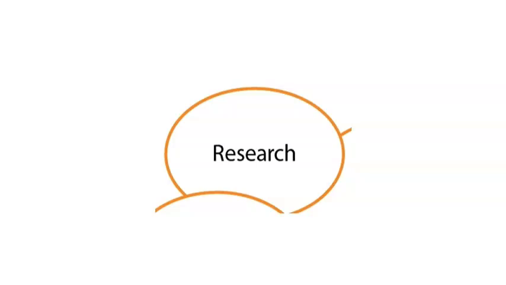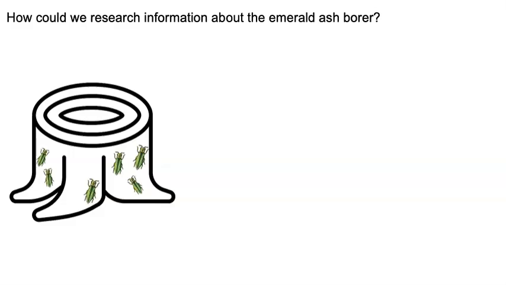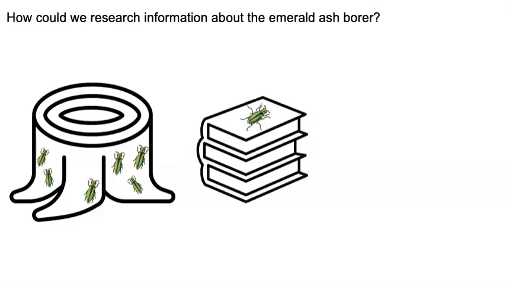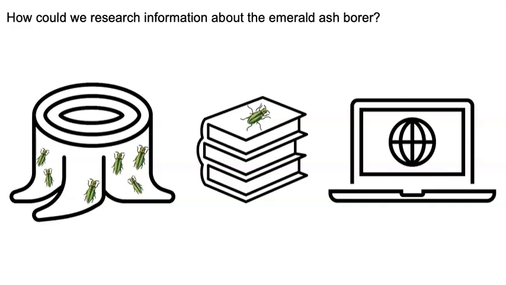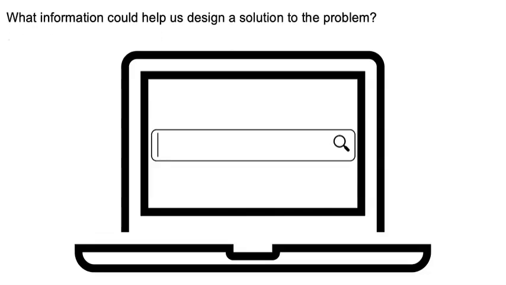So let's do some research. How could we research information about the emerald ash borer? You probably have some ideas. Maybe we could do an investigation with emerald ash borers in Ashwood, or we could read information in books or on the internet to learn more about this invasive insect. I'll search for some information and then we can review it together. Before I start to search, let's decide what information could help us design a solution to the problem.